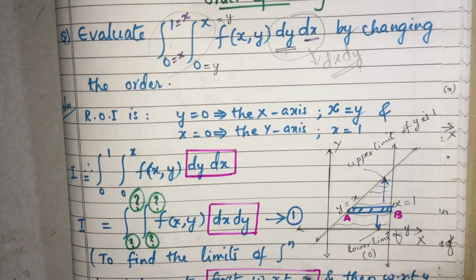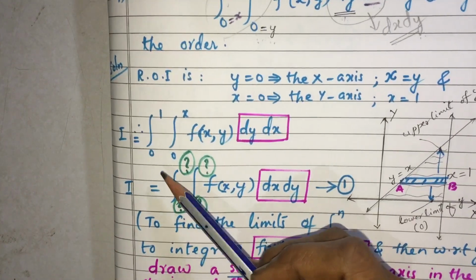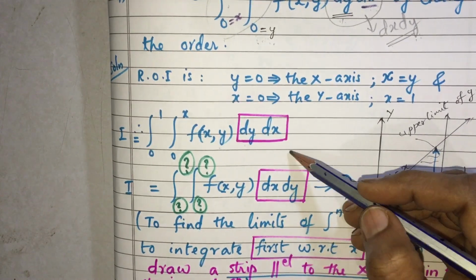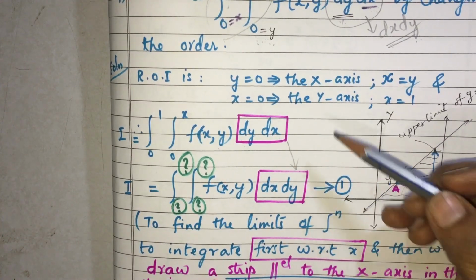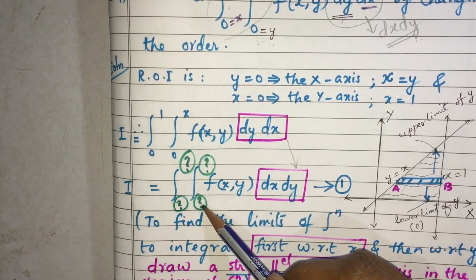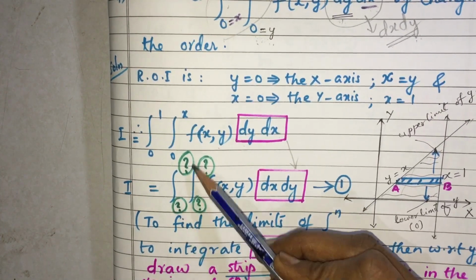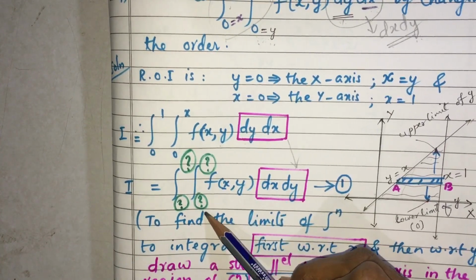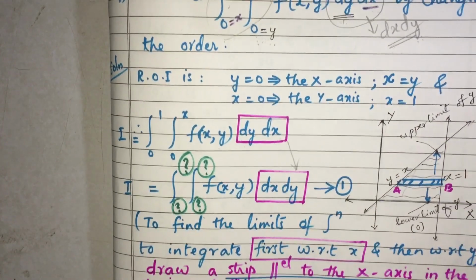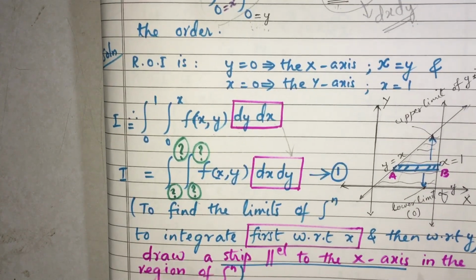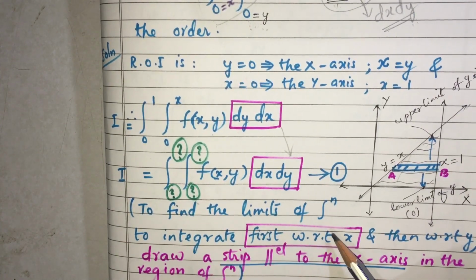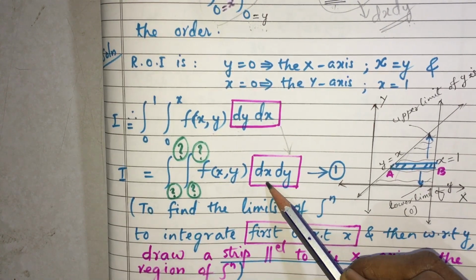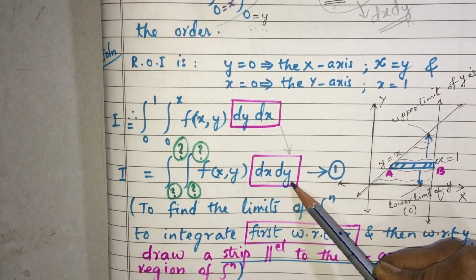Then now the integral from 0 to 1, 0 to x, of f of x y dy dx. We are going to change this into dx dy. So here we need to write the limit for x and here we need to write the limit for y. I have put question marks there, that is, we need to find those two limits. Now to find the limits of integration, we integrate first with respect to x and then with respect to y.